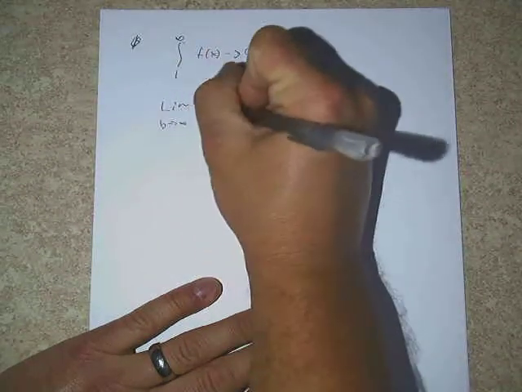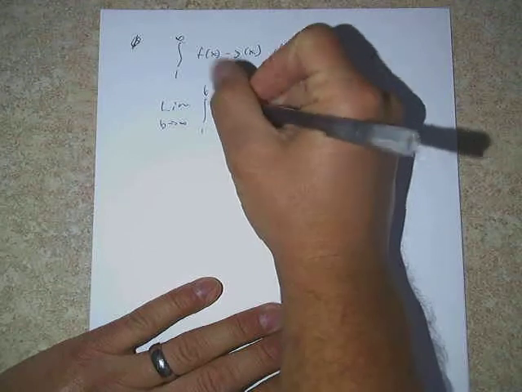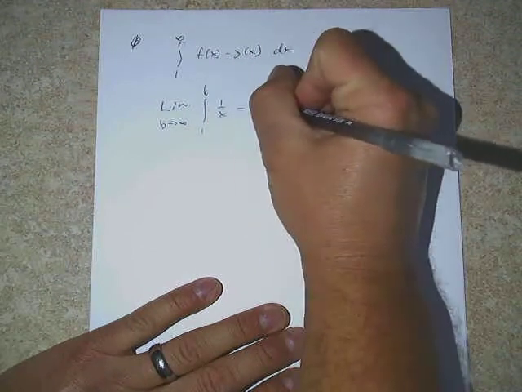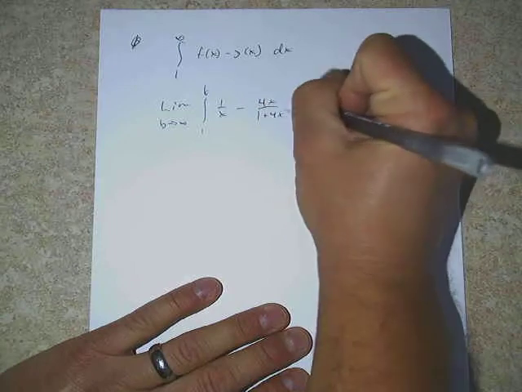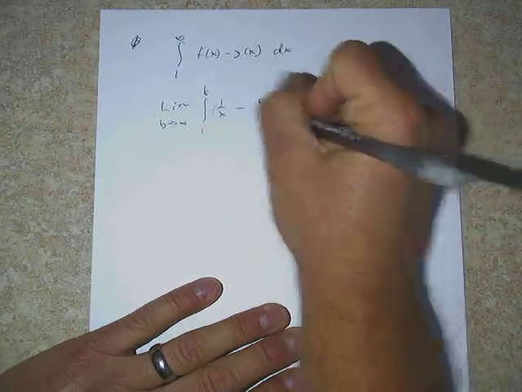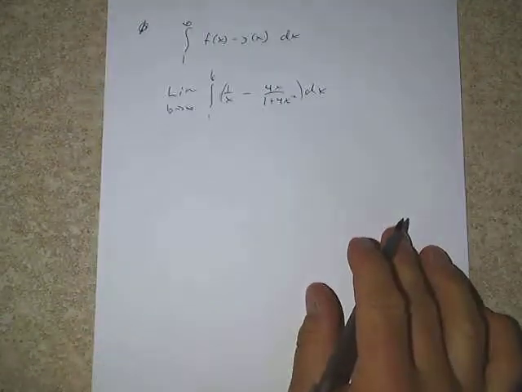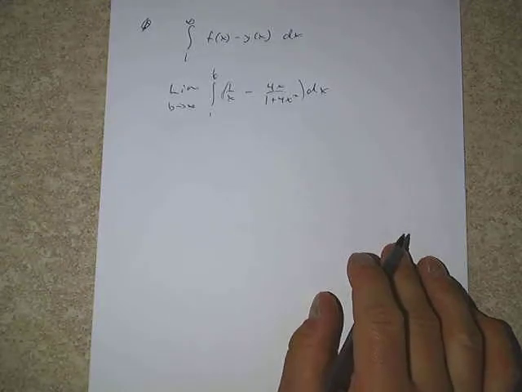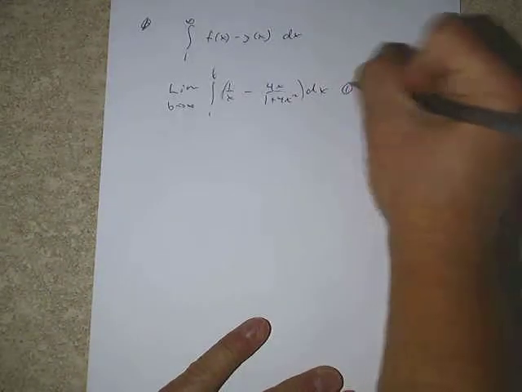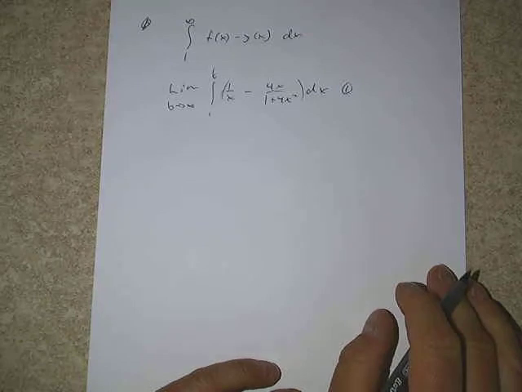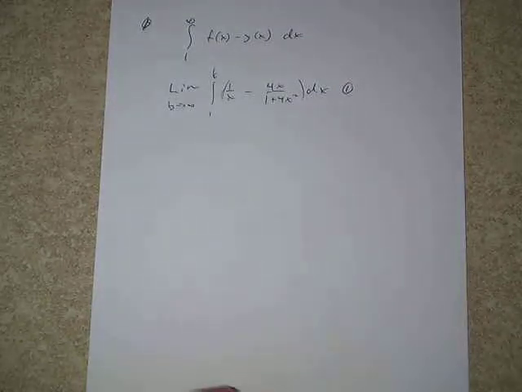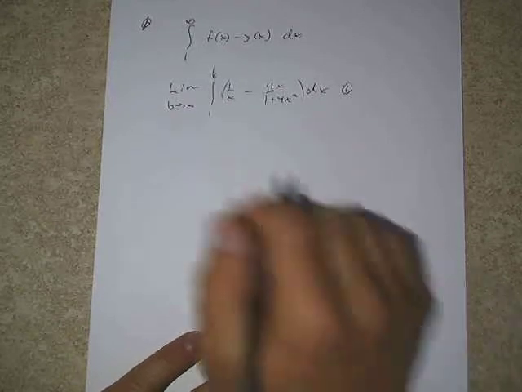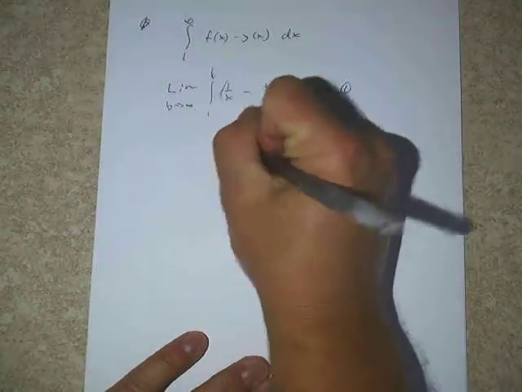Alright, and first thing we should notice here is that we have an improper integral, because we have an infinity as one of our limits. So we first write the limit as b approaches infinity, of the integral from 1 to b, of our f of x function, which is 1 over x, minus the other function, 4x over 1 plus 4x squared dx. So ultimately that would be our integral setup. And if you do that correctly, you get 1 point.